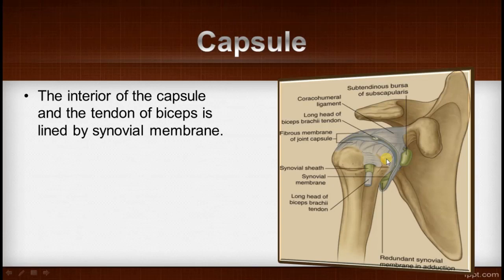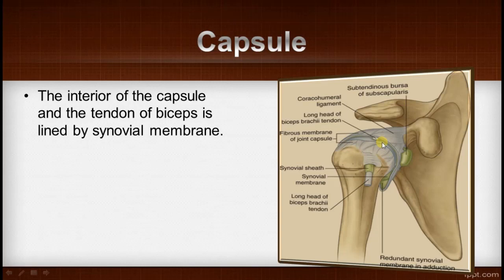It lines the interior of the capsule and also reflects onto any other intracapsular structures. In our case, the intracapsular structure traveling inside is the long head of biceps. So the long head of biceps also has its own covering of synovial sheath. This synovial membrane secretes synovial fluid. You all know that synovial fluid is essential for lubrication of the joint, and not only that, it is through the synovial fluid that nutrients diffuse to the articular cartilage. So articular cartilage receives its nutrition from the synovial fluid, as there are no blood vessels inside the joint cavity.